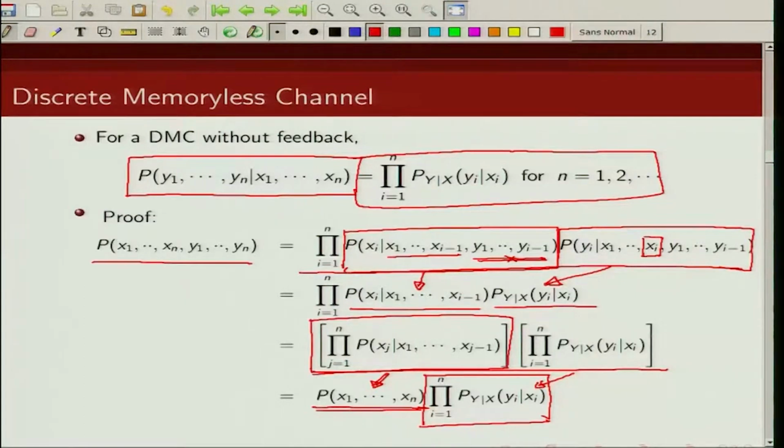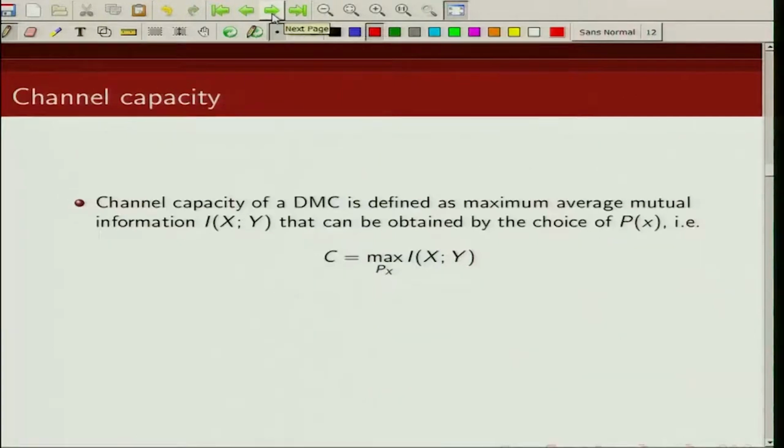Probability of yi given xi, and the product of all of these. Now, we define the channel capacity of a discrete memoryless channel as the maximum average mutual information that can be obtained over the choice of P of x. So, capacity is defined as the maximum mutual information between the input and output of a channel, and this maximization is taken over all possible input distributions.